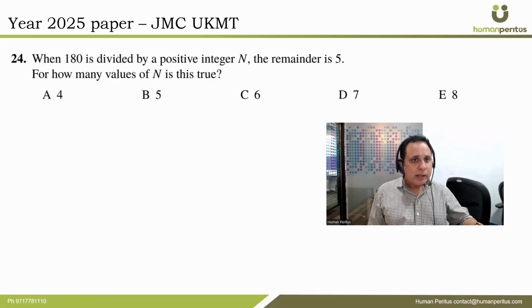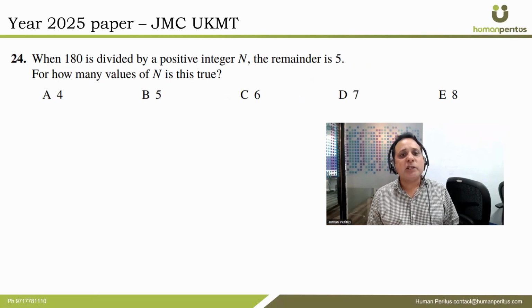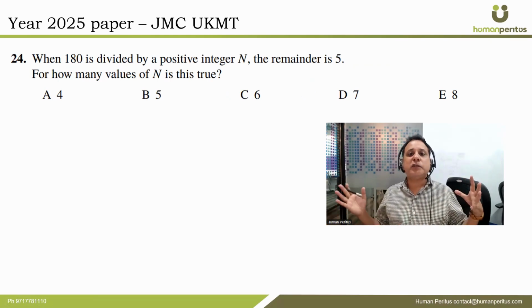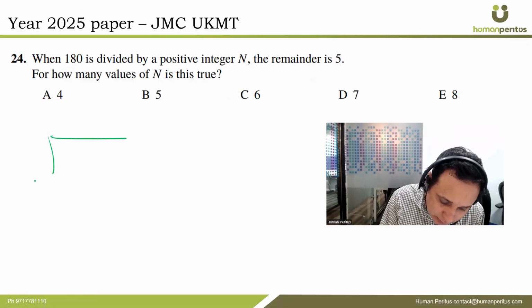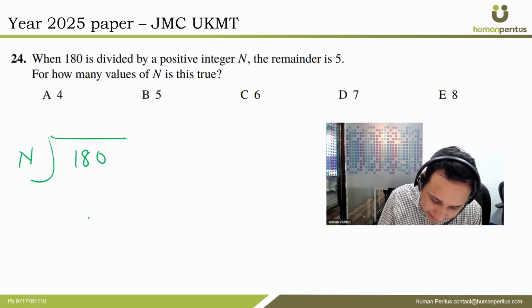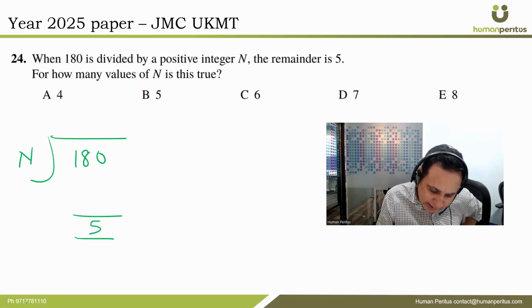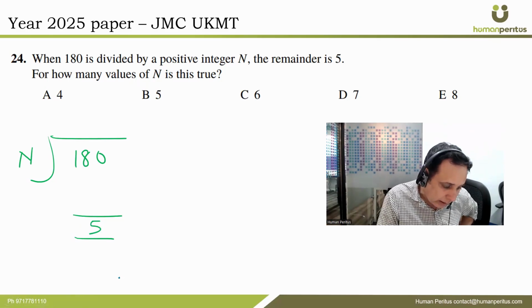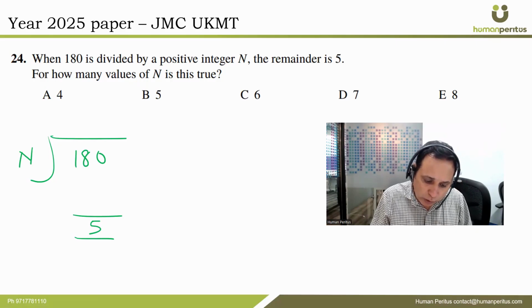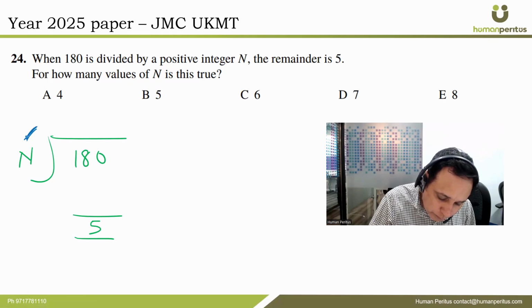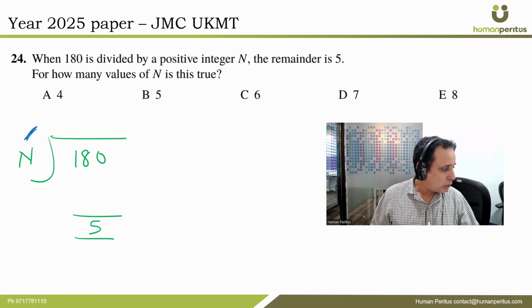It says, when 180, it came in 2025. When 180 is divided by a positive number n, the remainder is 5. How many values of n can be there? Let's simplify this. I'm trying to divide 180 by a number n, and I get my remainder to be 5. This is what is given in the question. It is asking me for how many values of n this is true.